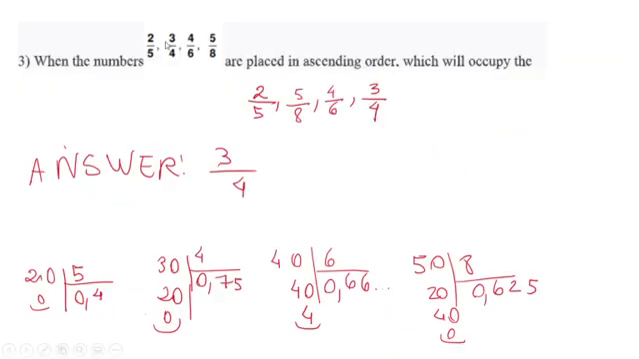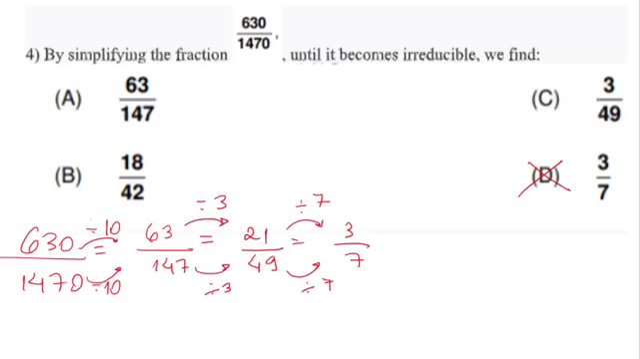Then it gives you 4 fractions, and they aren't in the right order of being crescent or decrescent. So how are you going to do it? You have to divide here, so you can see which is the greatest and the smallest number. And doing like this, you will find that the one that occupies the highest position is 3 over 4. Then question 4, you have this fraction, and you need to simplify it as much as possible. So we divide by 10, then by 3, by 7, and we get the fraction 3 over 7.